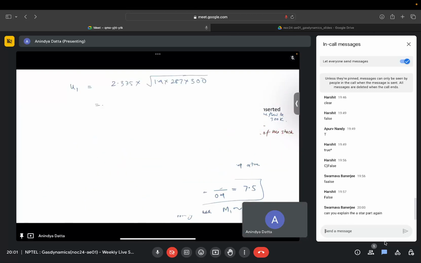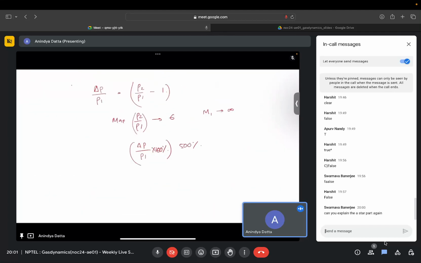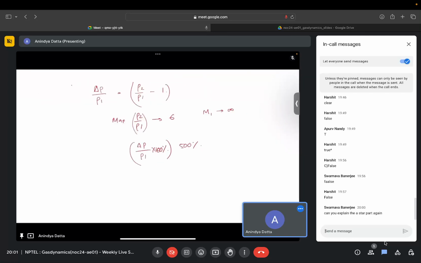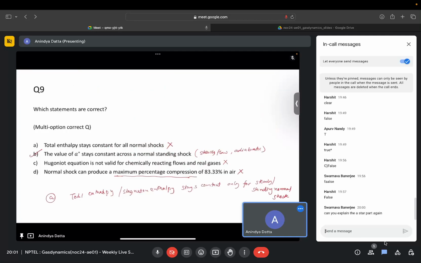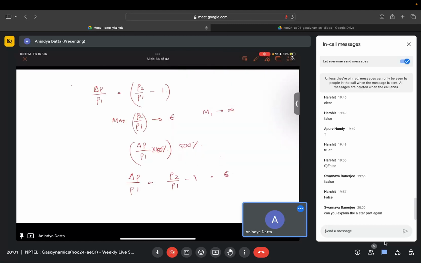In that case it will be 5. Yes, that's what I said: delta rho by rho 1 is the percentage compression achieved. So delta rho by rho 1 is rho 2 by rho 1 minus 1, which is 5. So the percentage compression, delta rho by rho 1 times 100, is 500%. Now is it clear?